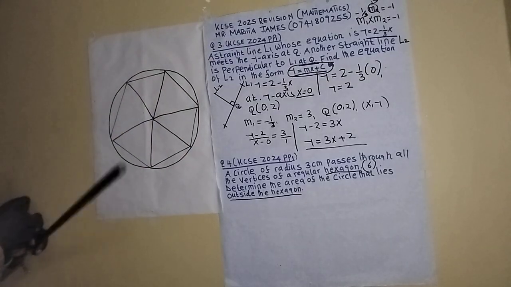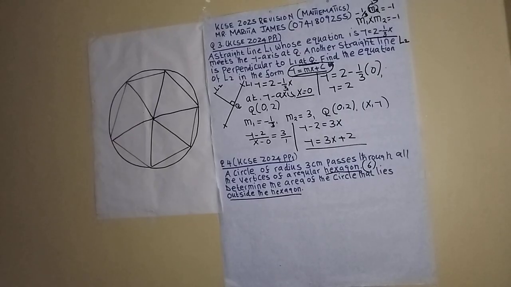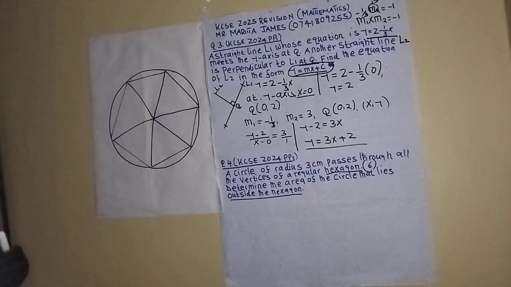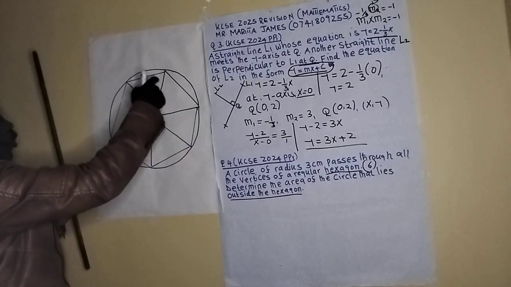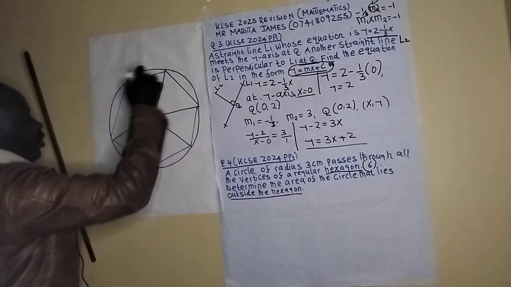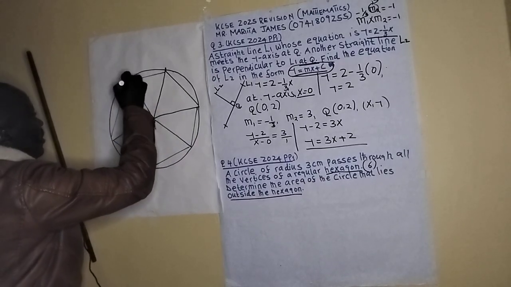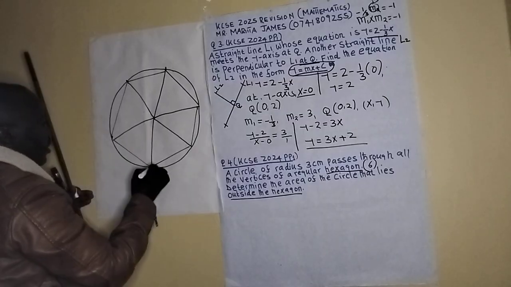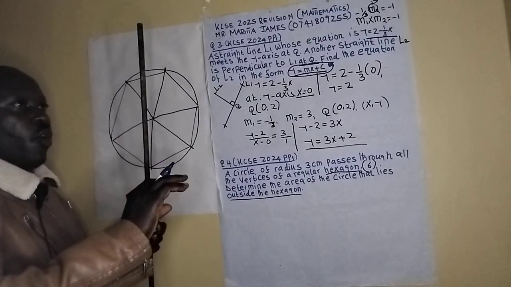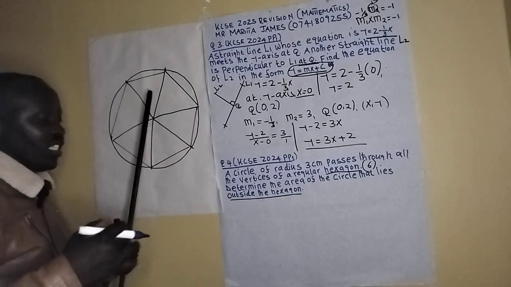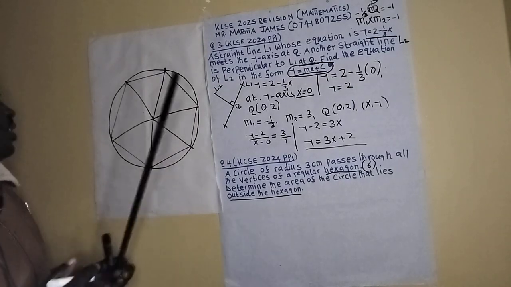So that is it. This is the circle which passes through all the vertices of the hexagon, the vertices here, here, here, on this side and this side. So we have an equal 6 triangles inside this circle because of this hexagon.